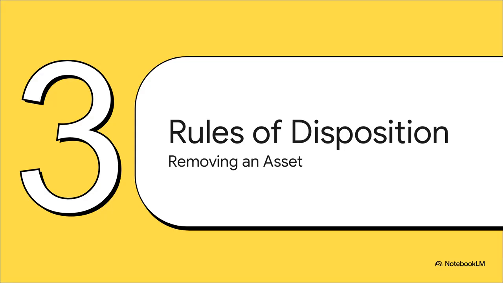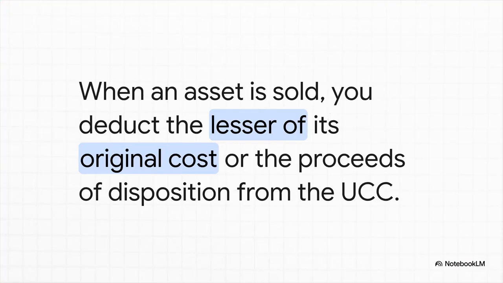All right, sooner or later, an asset's useful life in your business comes to an end. You might sell it, trade it in, or just scrap it. This event is called a disposition, and it triggers its own very specific set of rules that have a direct impact on your UCC balance. And here is the single most important rule of dispositions.